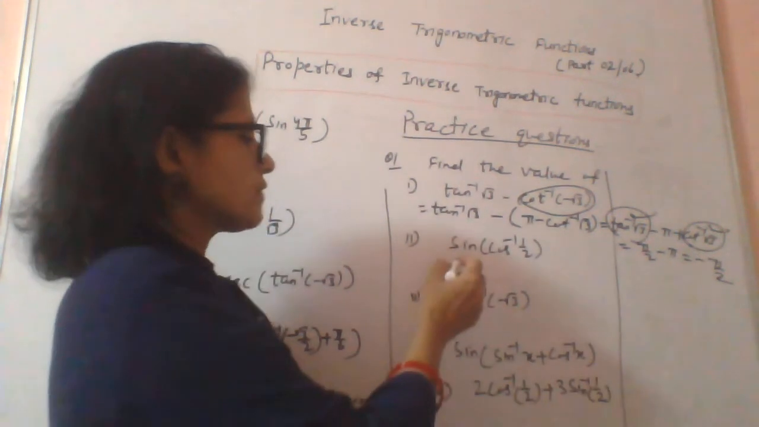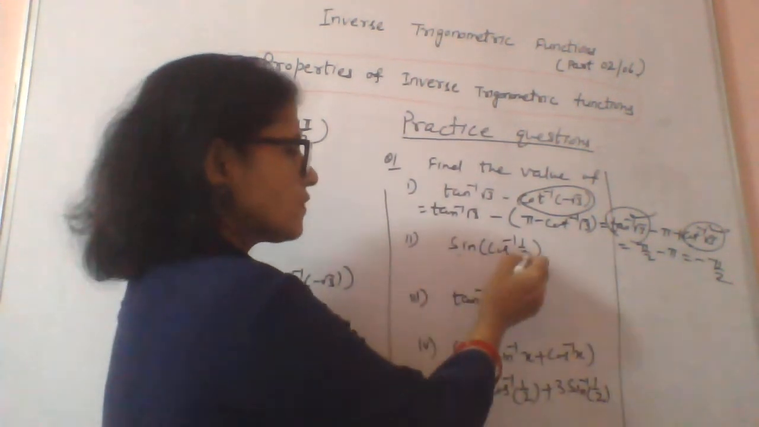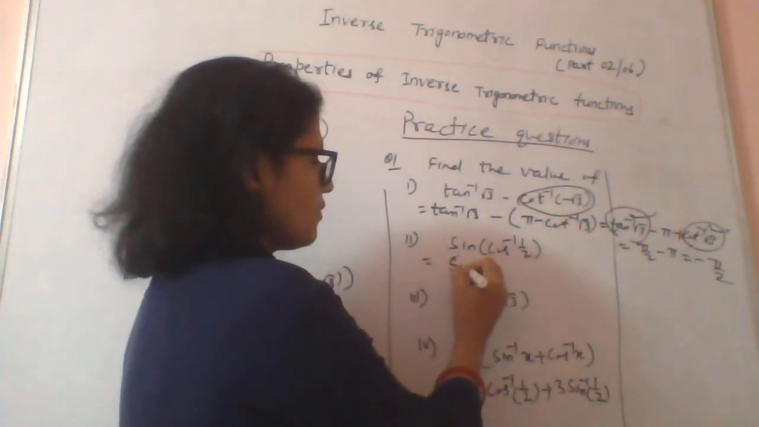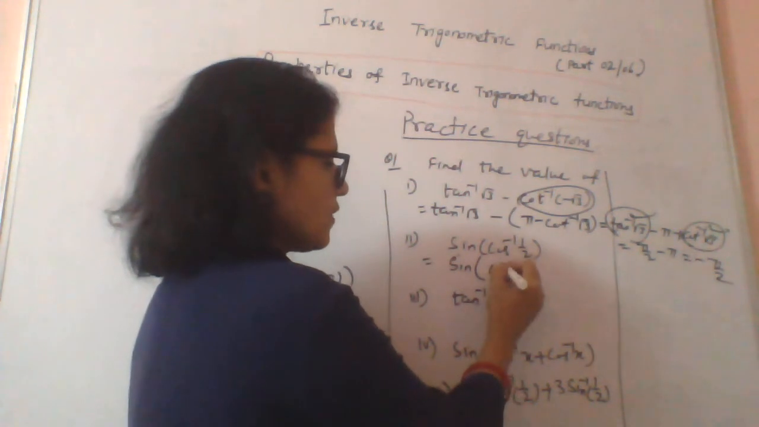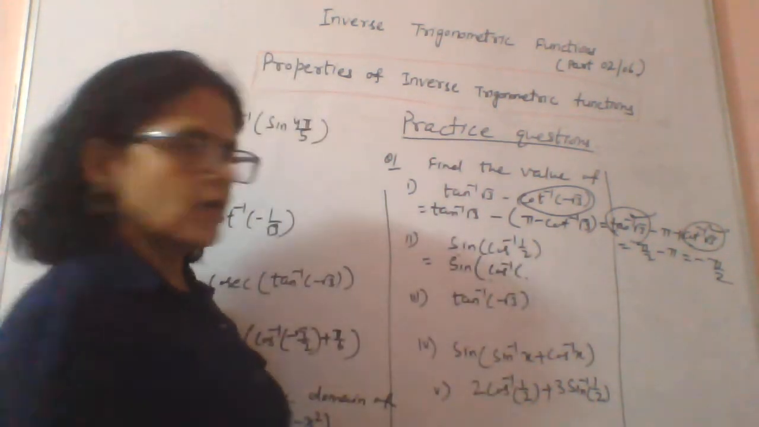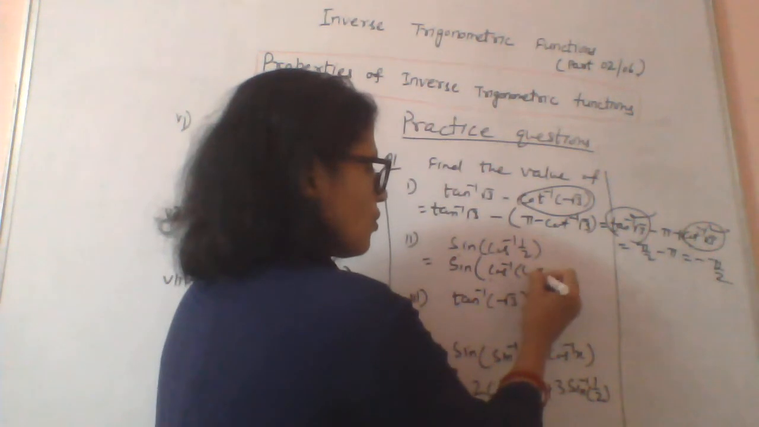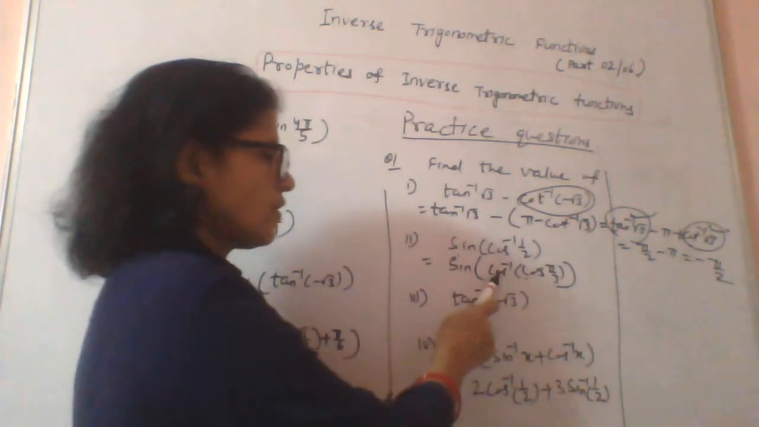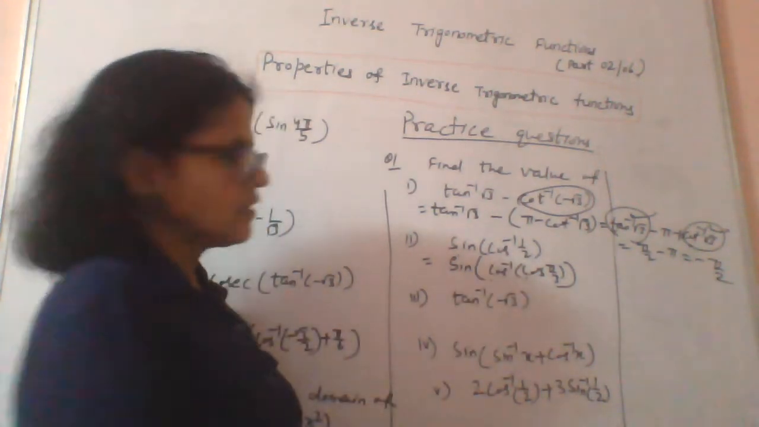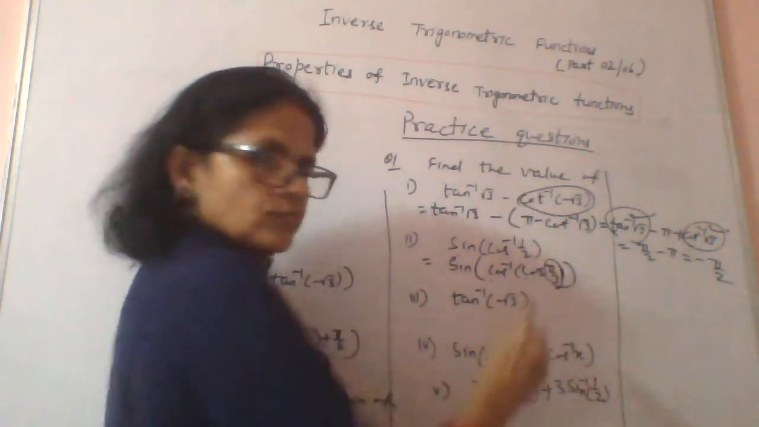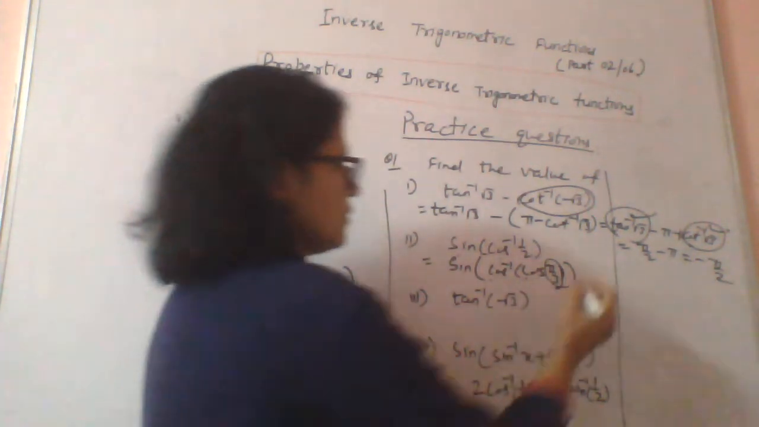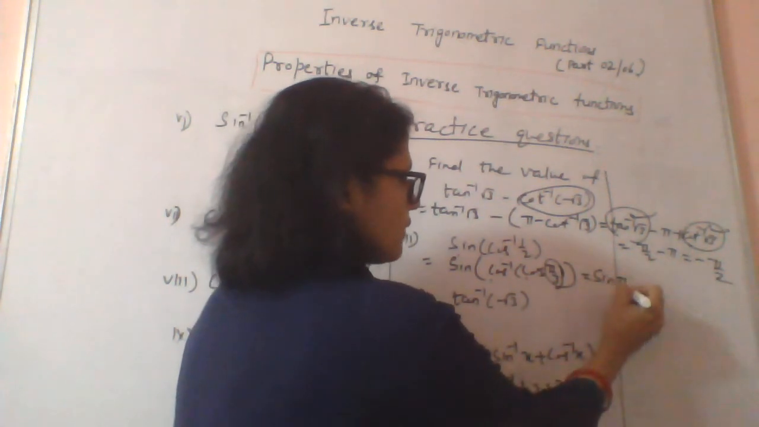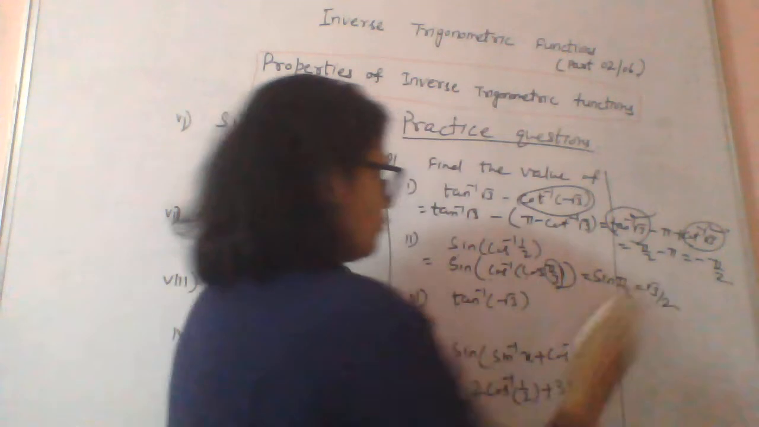Second one, sine of cos inverse 1 by 2. This can be written as sine of cos inverse cos pi by 3. See the bracket, cos inverse cos x equals x. So pi by 3, very well it is within the principal value branch. So this equals sin pi by 3, which is root 3 by 2.